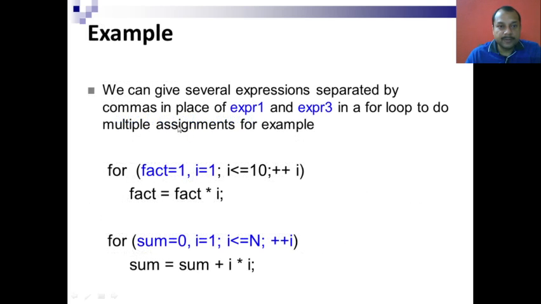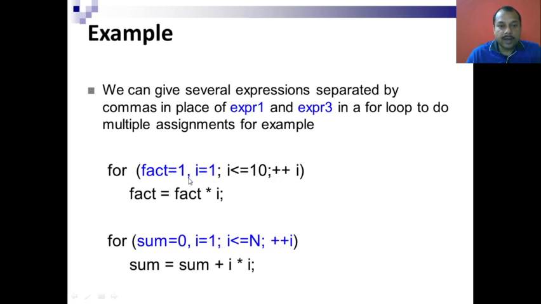So here is one example. We can give several expressions separated by commas in place of expression 1 and expression 3 in a for loop to do multiple assignments. For example, for fact equals 1 comma i equals 1, i less than equals 10, i plus plus, fact equals fact multiplied by i. As of now, I was initializing fact outside this for, and inside it my initialization was expression 1, i equals 1, expression 2, i less than equals 10, expression 3, plus plus i.